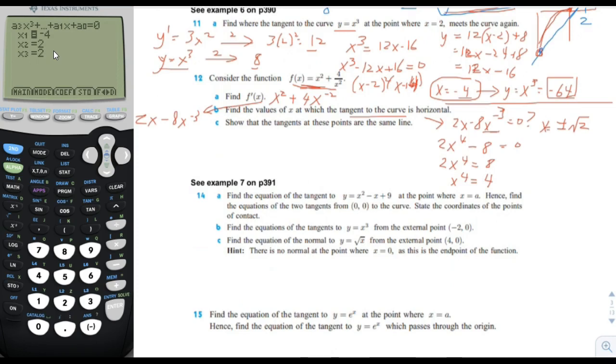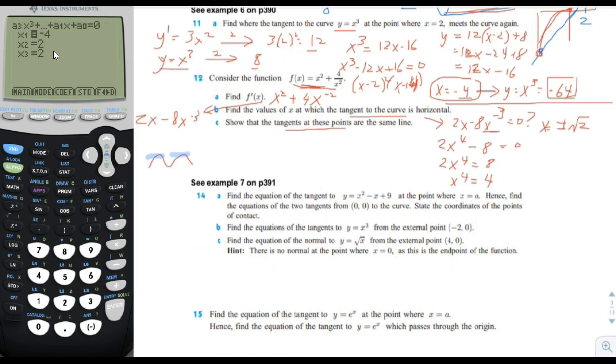Then it says, show that the tangents at these points are the same line. Okay, what they're talking about is like maybe you got something like this, and I'm going to draw a tangent to this point. I'm going to draw a tangent to this point. You see how it's the same line? They're at the same level. So we already know that the tangents both have a gradient of 0, so it has a chance of being the same line. The only other thing we need to figure out is if they're both at the same height.